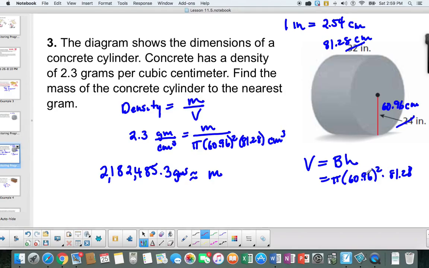And this base happened to be a circle, so this is going to be pi r squared, and again I changed the r into centimeters and the height into the centimeters. So this is the volume of this cylinder, and we're given the density again, mass divided by the volume, cross multiply, and I get my mass.